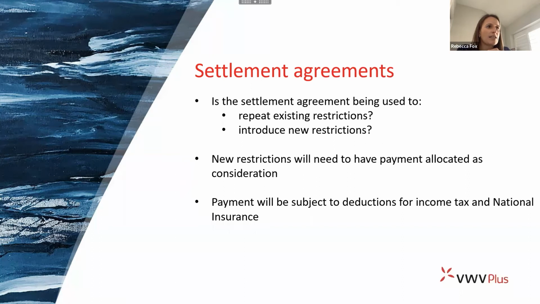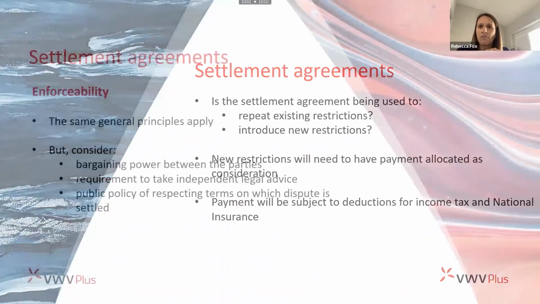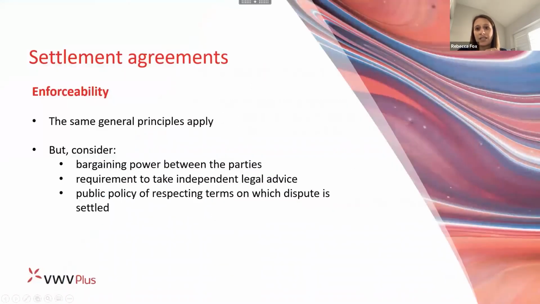And the next slide talks about enforceability. So what happens when the employee perhaps breaches the restrictive covenants in the settlement agreement? Well, the same general principles apply that Michael's talked us through there. But when an employee breaches, the employer could seek to enforce those terms and seek damages by bringing a breach of contract claim.